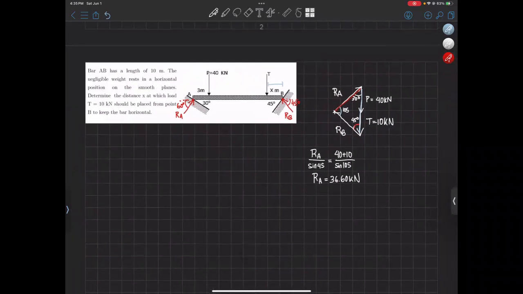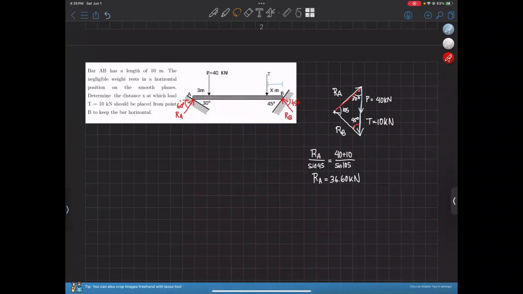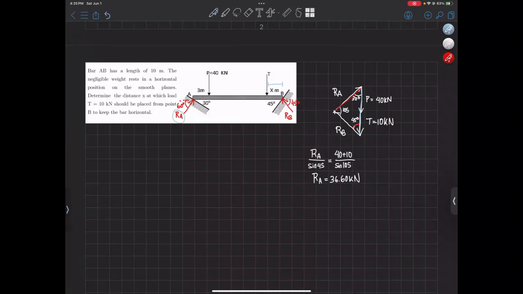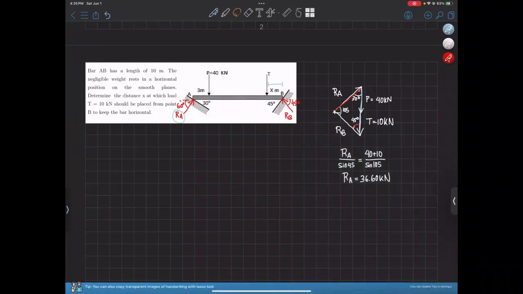Now we can also find RB, but we have to look at the question again. It's asking for the distance X at which load T can be placed. Now, if we think about it, how are we going to find the distance? The only thing that would give us the distance is not going to be sum of forces in the X, not sum of forces in the Y, but sum of moments around a certain point, which we can do around B. So there isn't a need to do RB since we already have RA. So let's go to the moment part already.